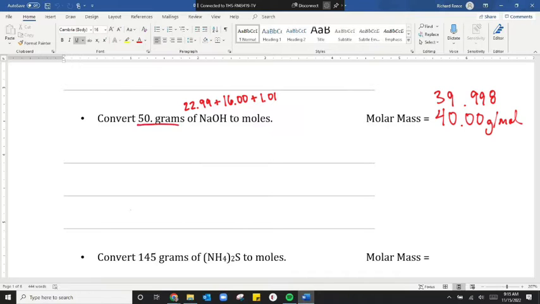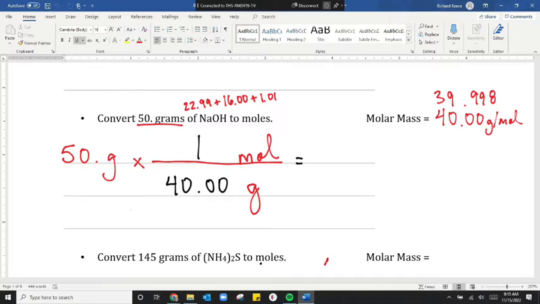We write down what's given, 50 grams. We do our times in a line. And then we're going to use the molar mass as our conversion factor with grams on the bottom and moles on top. On a conversion factor for this chapter, or this unit that we're studying, one will always go with moles, and then something else will go with the other. In this case, it's molar mass here.